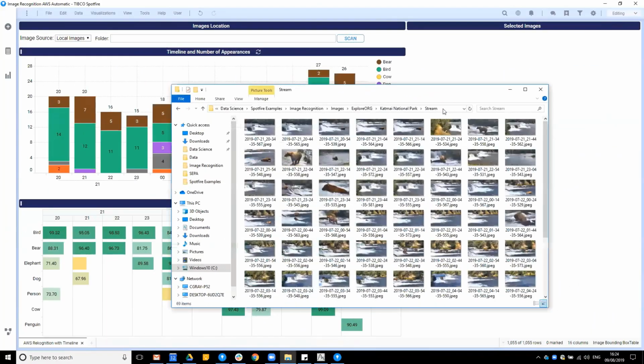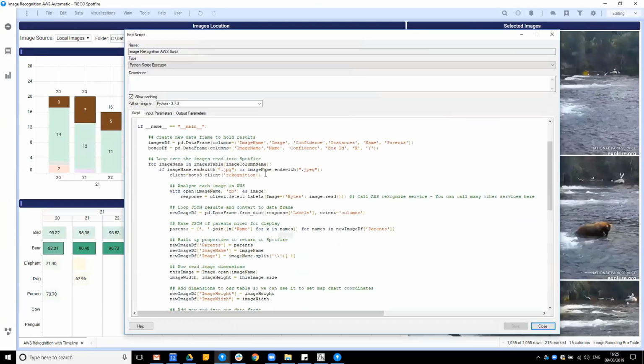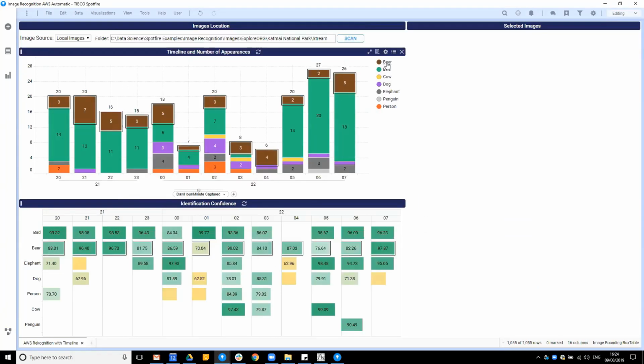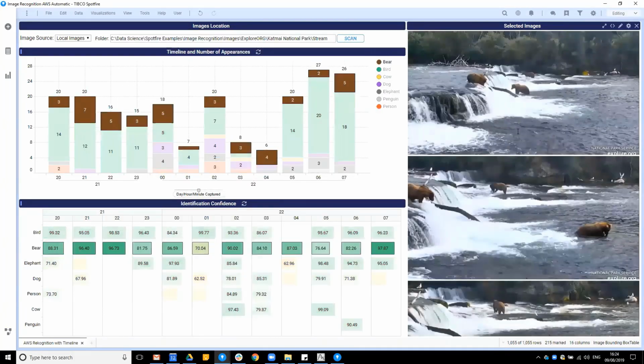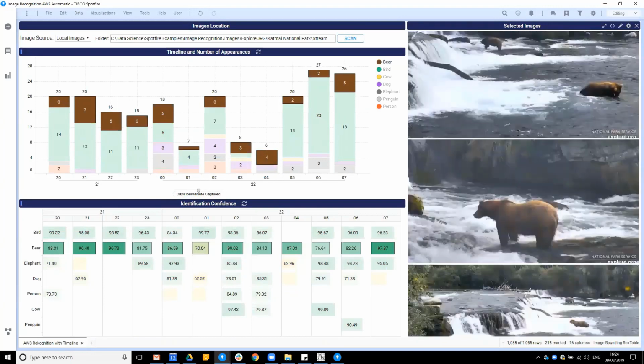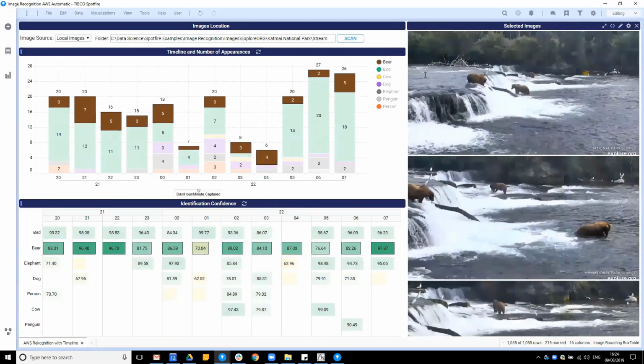Now next in that meetup, Colin Gray on my team showed a really cool use case where you use a Python data function with AWS Recognize to do image recognition in Spotfire. He used a webcam feed on a river and sent snapshots of that through the Python data function to AWS and retrieved a JSON back where he was able to actually capture the number of animals around the river at different times, as well as an identification confidence.